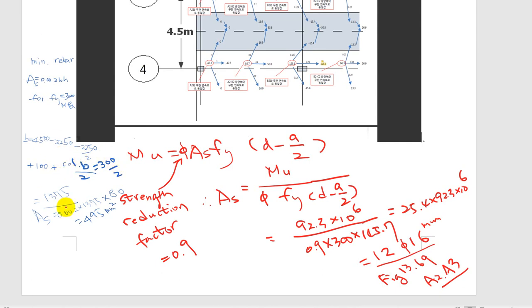So the entire width of the beam is 1375. So we go here 1375 times h, which is 180. So here 180. So we need a minimum slab rebar area of 495 millimeter square.